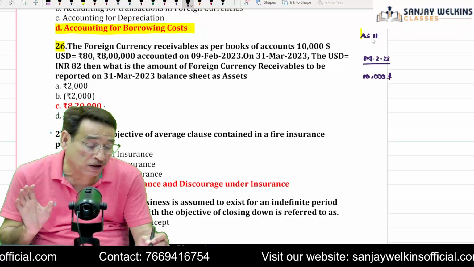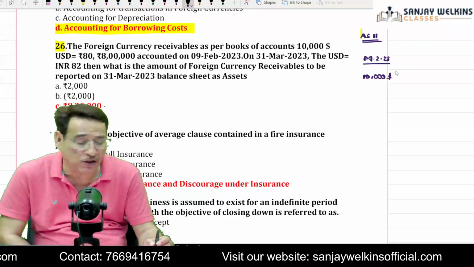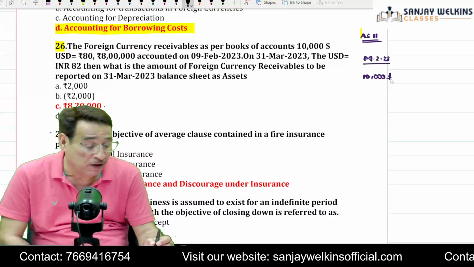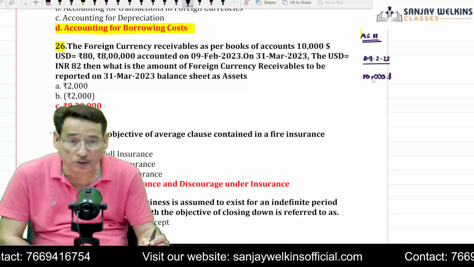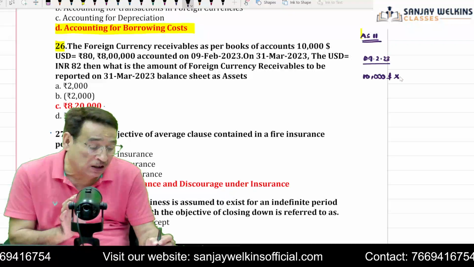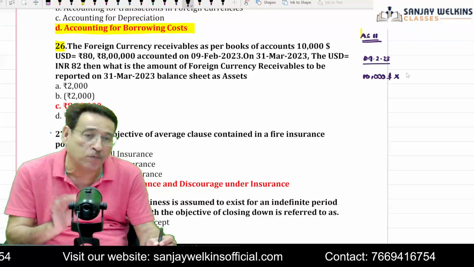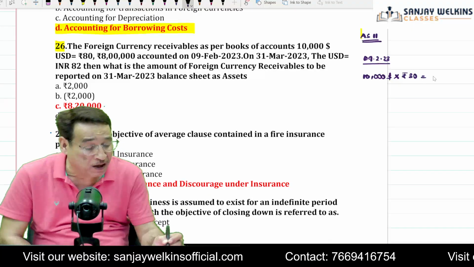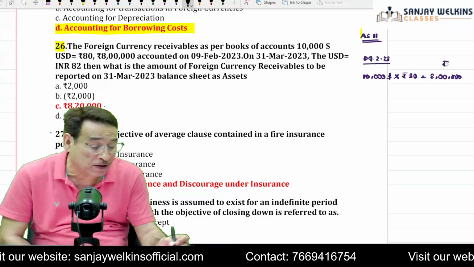This question is related to AS 11. AS 11 deals with the impacts of changes in foreign exchange rates. As per this standard, on the day we do the transaction, I record it by applying the foreign exchange rate prevailing on that date. The question has given that on this date $1 is equal to rupees 80, so I will multiply by 80, and on this date I will record this transaction in Indian currency at rupees 8 lakh.